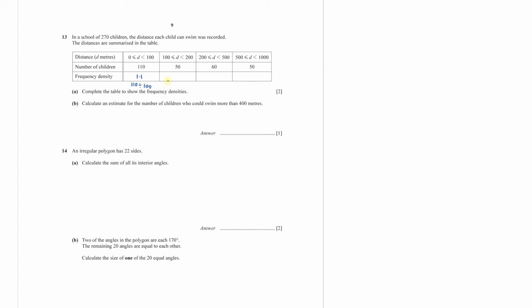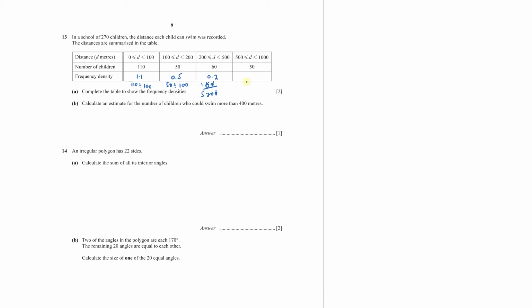Similarly here, your frequency is 50, and then you divide it by the interval length, again 100, so you get 0.5. Here your frequency is 60 and your interval length is 500 minus 200, which is 300. So in this case you will get 6 by 30, or 1 over 5. If you divide 1 by 5, you get 0.2.